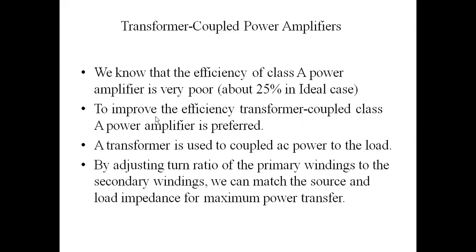In order to improve the efficiency, a transformer coupled class A power amplifier may be preferred. Usually a transformer is used to couple the AC power to the load. By adjusting the turns ratio of the primary winding to the secondary winding, we can match the source and load impedance for maximum power transfer.